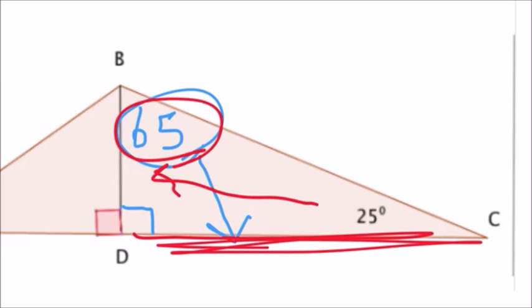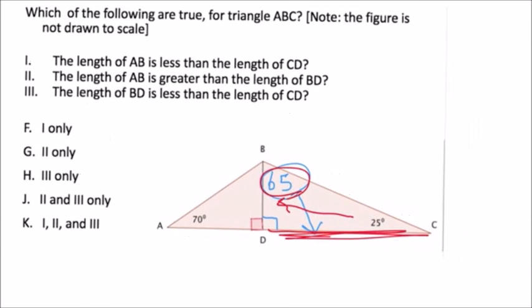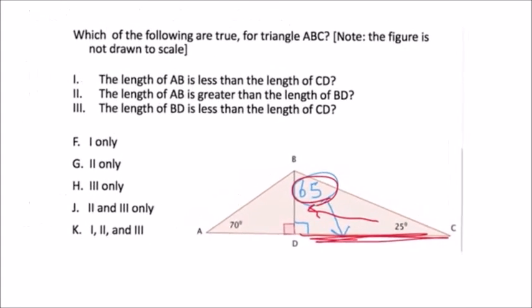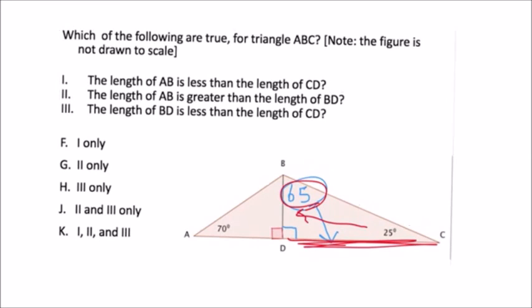So if we go back here, the length of BD is less than CD. That is true. So 2 and 3 are true. So we are going to pick J for this one.